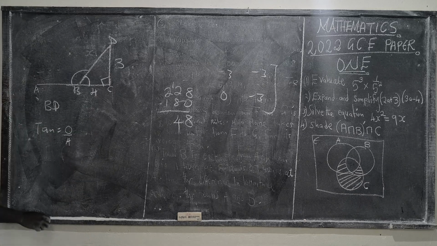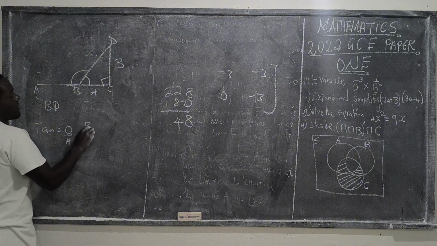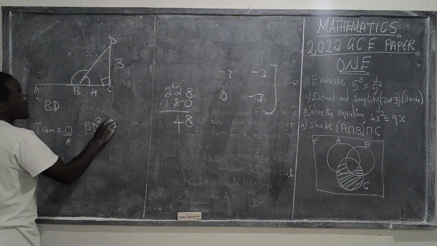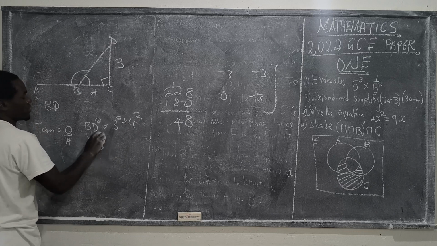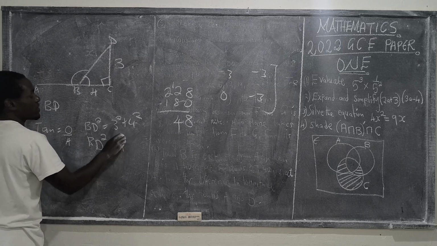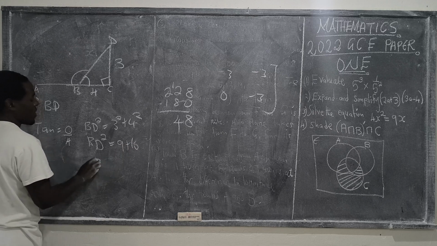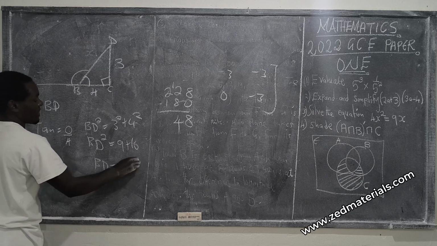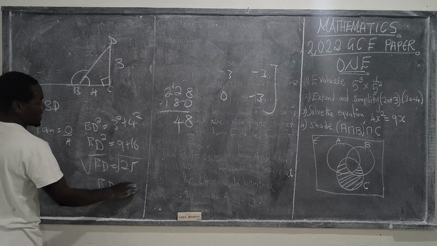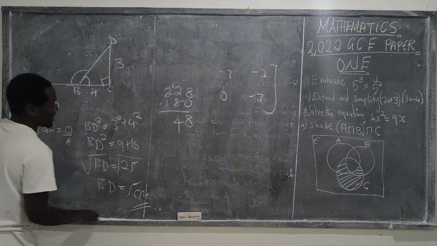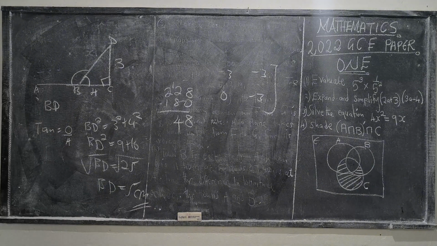So BD, just use Pythagoras theorem now, where you are going to say BD squared is equal to 3 squared plus 4 squared. You have BD squared is equal to 9 plus 16, which will give you BD squared is equal to 25. And then the square root, you have BD is equal to 5 centimeters. The Z materials, they are there to help you guys. Why should you suffer now? All right, we move on to question number 16.